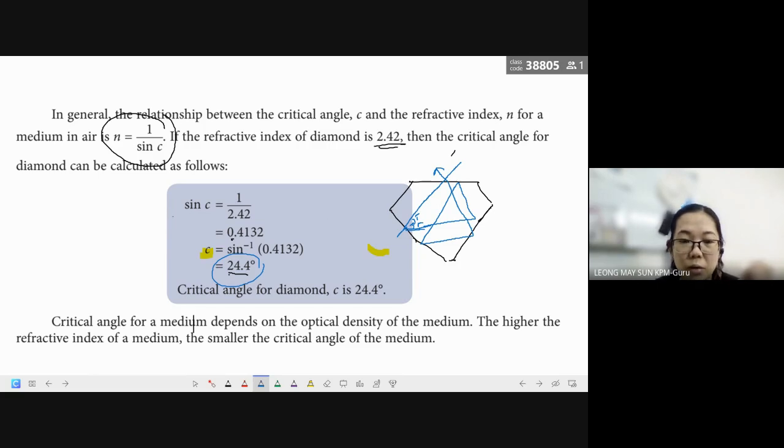All right, so here, the higher the refractive index of a medium, the smaller the critical angle of the medium. Because here n equals 1 over sine C, so this is inversely proportional. The higher the refractive index, the smaller the critical angle.